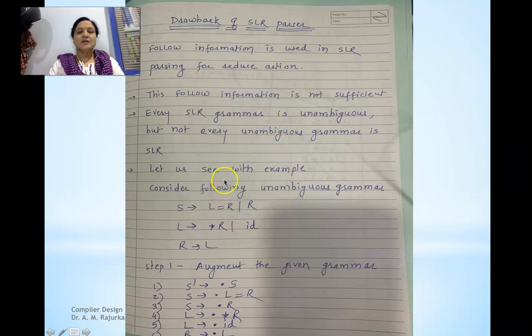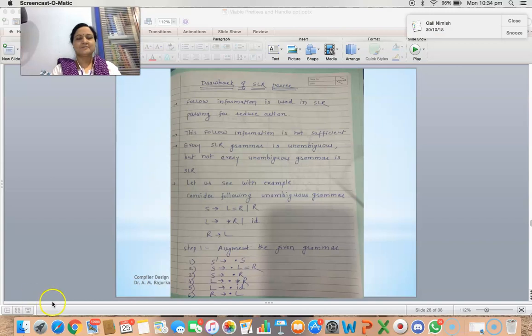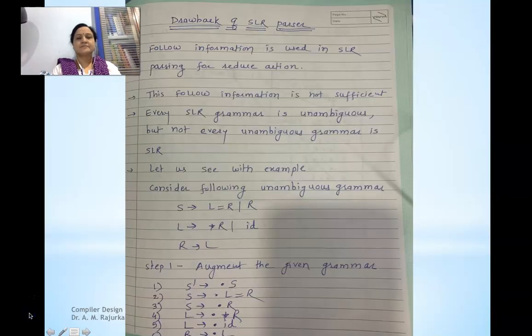So, let us see with one example how the SLR parser will fail for this grammar. Consider the following unambiguous grammar. It is clear that the grammar is not ambiguous. So, what are the productions in the given grammar? S tends to L equals to R or R, L tends to star R or ID, R tends to L. So, these are the 5 productions in the given grammar.